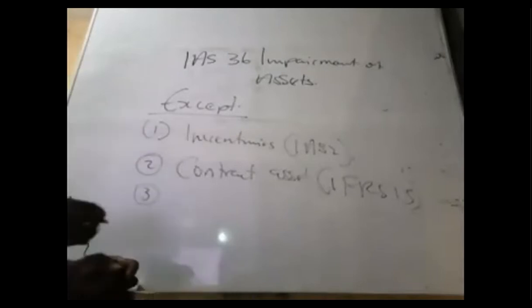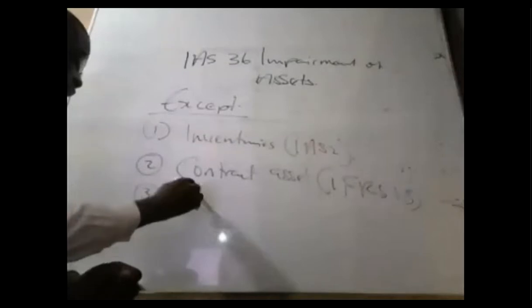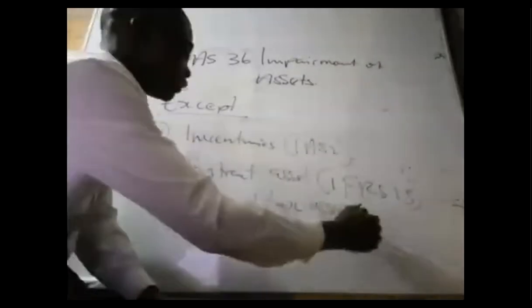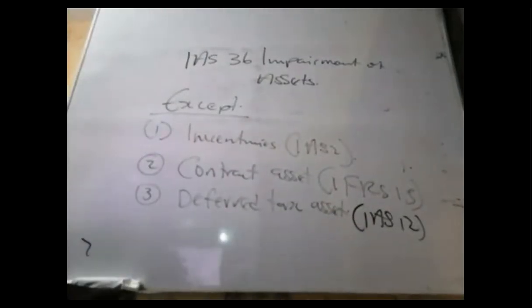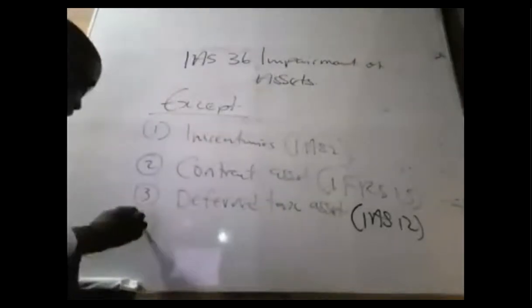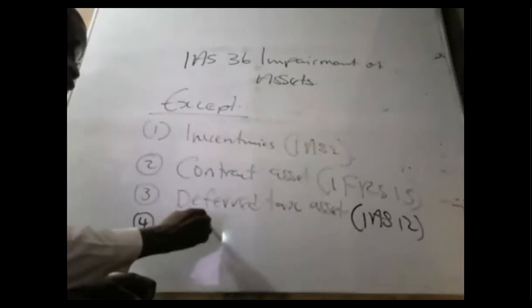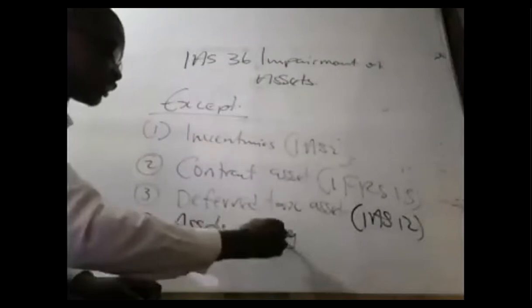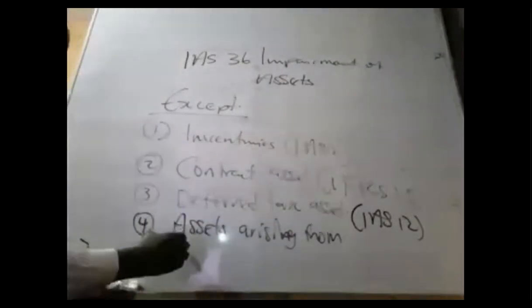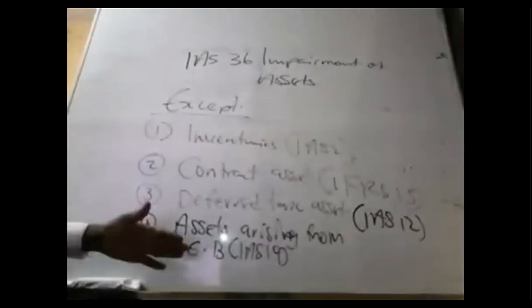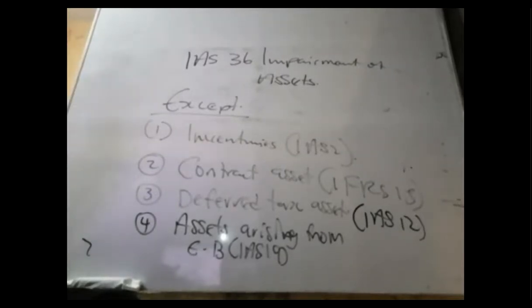And then number three, it does not apply to deferred tax assets. That is IAS 12, Income Taxes. Again, this standard does not apply to assets arising from employee benefits. Employee benefits is IAS 19. So for any asset arising from there, we cannot use impairment to account for it.